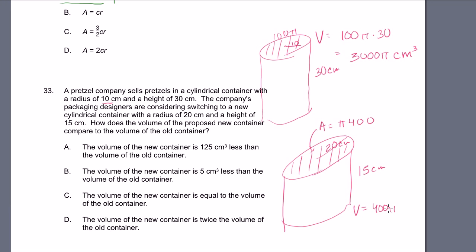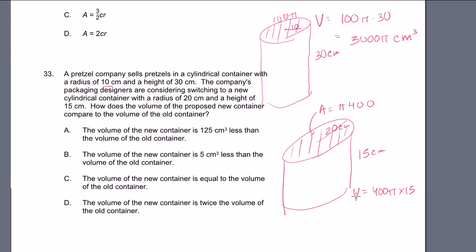400 pi times 15. And what's 400 times 15? 400 times 15 is what? 6,000. 400 times 10 is 4,000. 400 times 5 is 2,000. Right, it's 6,000. So the volume of our new container is 6,000 pi cubic centimeters. So our new container has twice the volume of our old container.